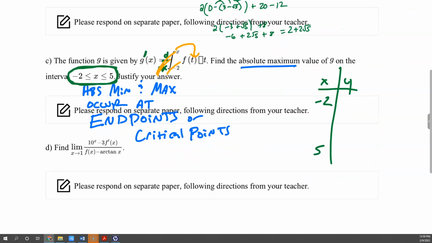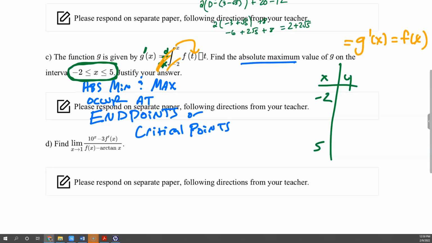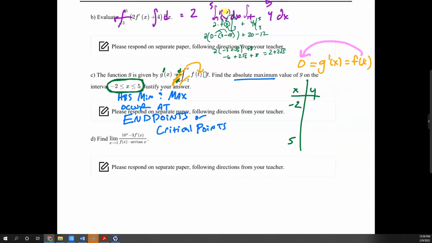Let's go. So, G prime is regular f of x, actually. It changes to x. G prime is f of x. And I want to set the derivative equal to 0. So the derivative will be equal to 0 when f is equal to 0. Now, how do we know when f is equal to 0?